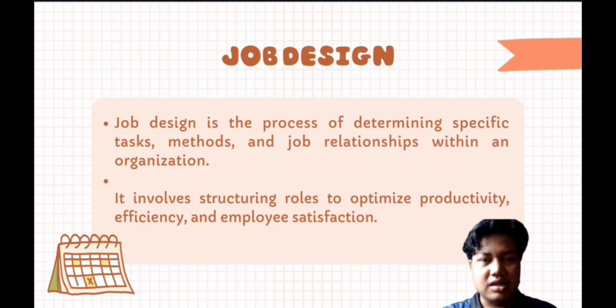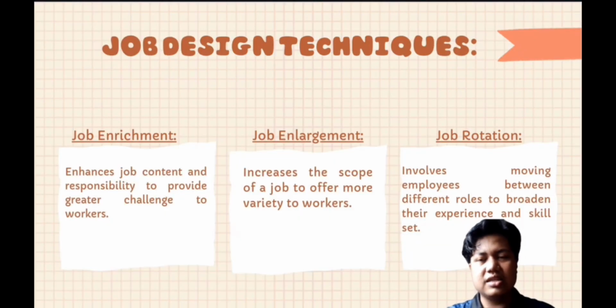As an example, determining specific tasks means that job manager arrange specific job to each worker so they can do separate job to make the work run smoothly. As for job relationship, the job manager will contact each worker to make sure the work will perform at maximum performance. Alright, let's go to the next part, which is job techniques. There is three job techniques.